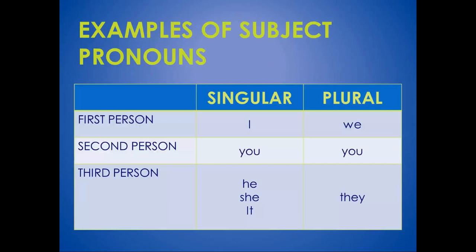Examples of subject pronouns. For first person singular, the pronoun is I. For first person plural, the pronoun is we. For second person singular and plural, the pronoun is you. For third person singular, the pronouns are he, she, and it. For third person plural, the pronoun is they.